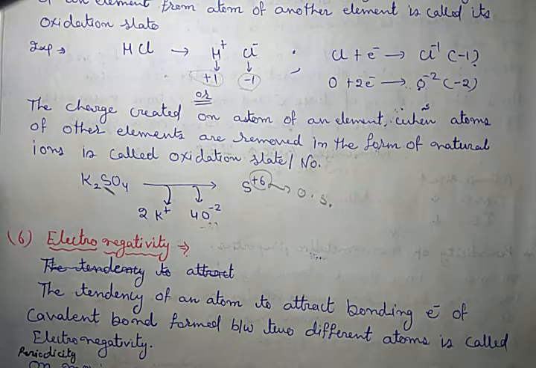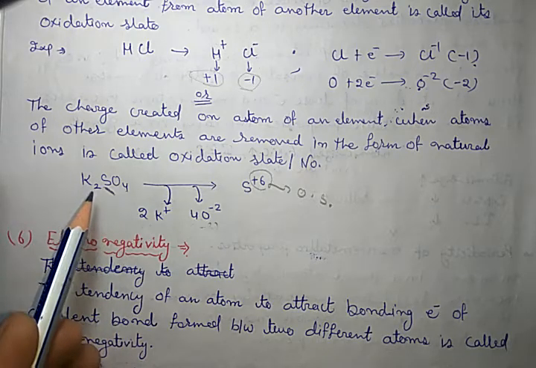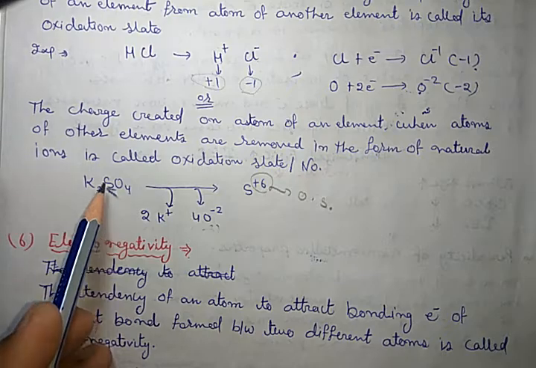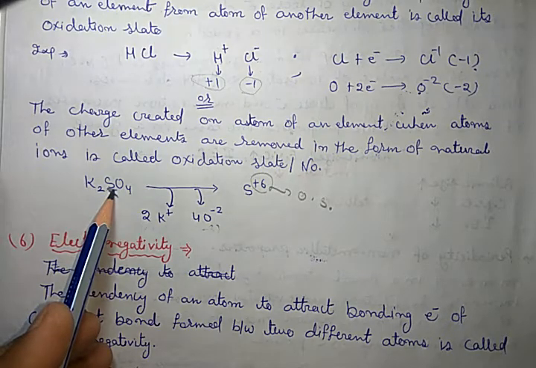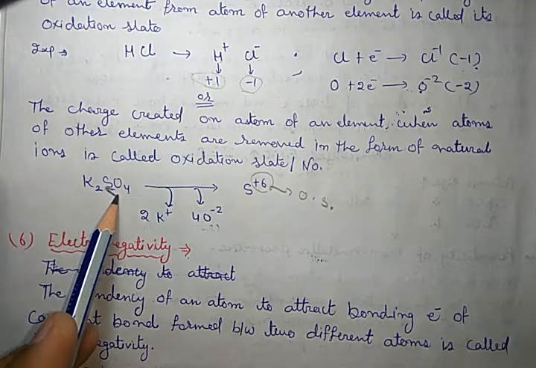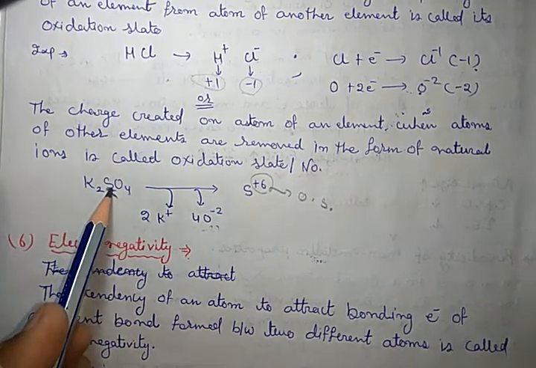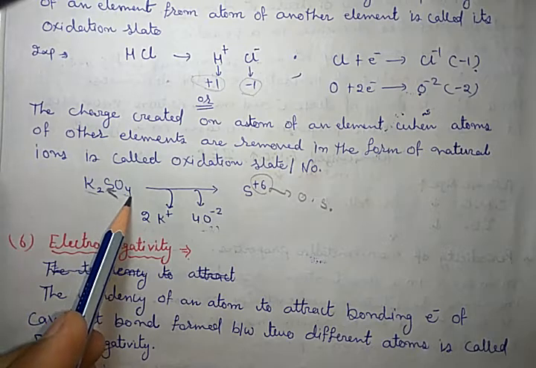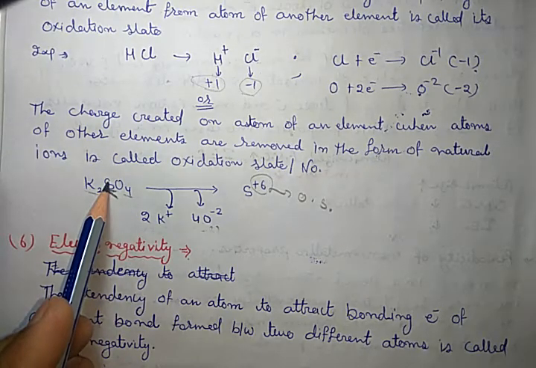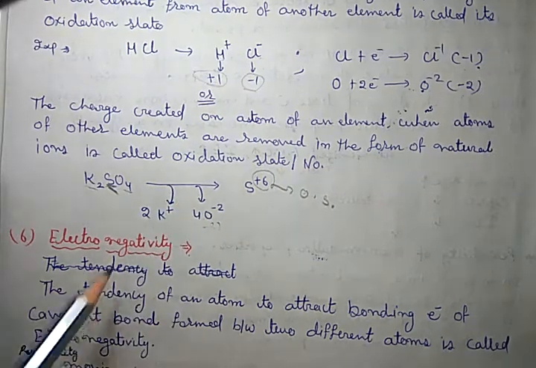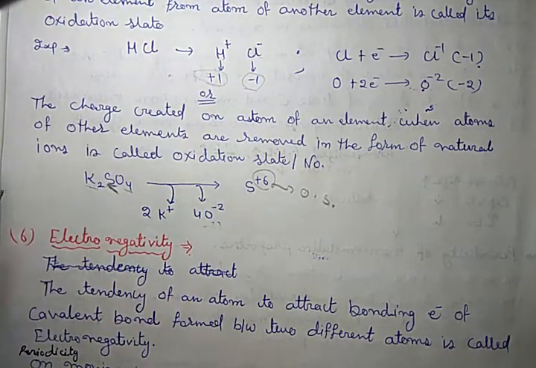One more definition we can discuss: the charge created on an atom of an element when the other elements are removed in the form of neutral ions is called its oxidation state or oxidation number. Now suppose we have to find the oxidation number of sulfur. The compound is K2SO4. If we remove the potassium and oxygen, then the charge created on the sulfur is its oxidation state.